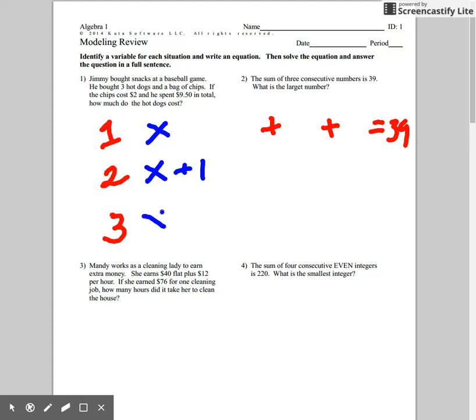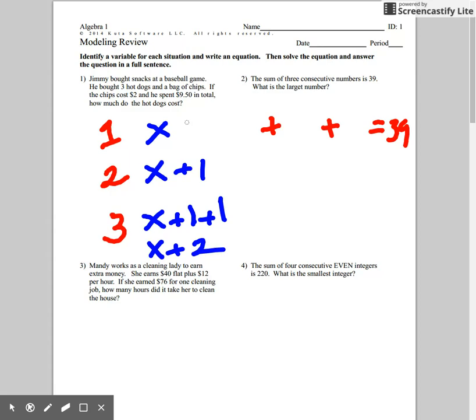Okay, then we look at the third one. Well, if we started with x and I added 1, right, to get to the second number, now I have to add another 1 to get to my third number. But we can simplify this, right, to x plus 2.